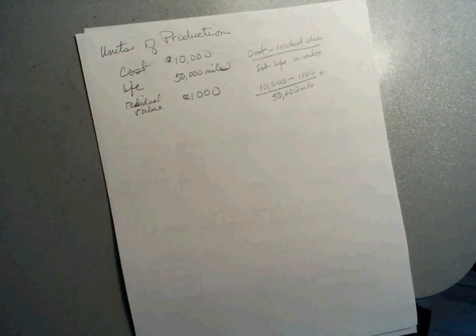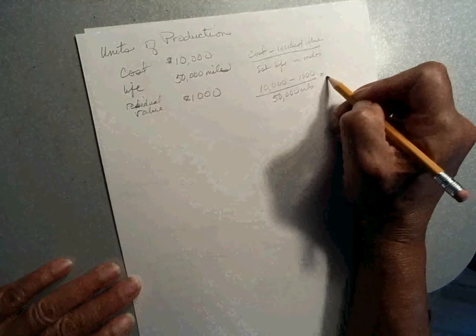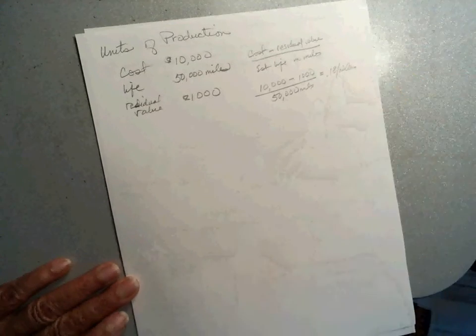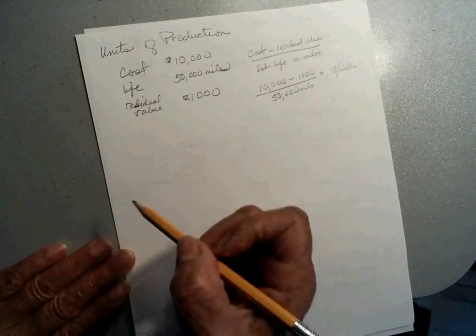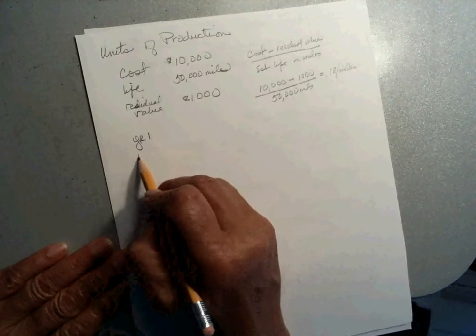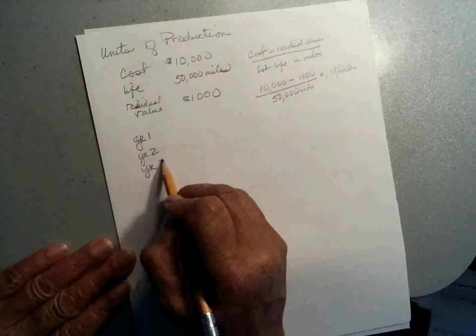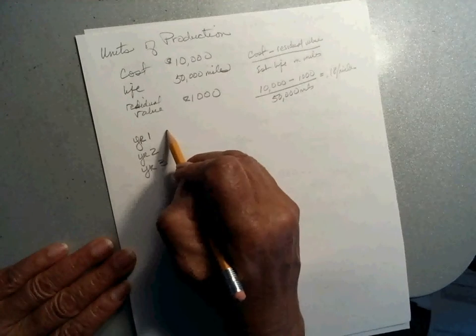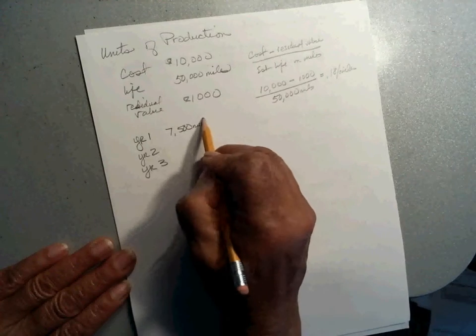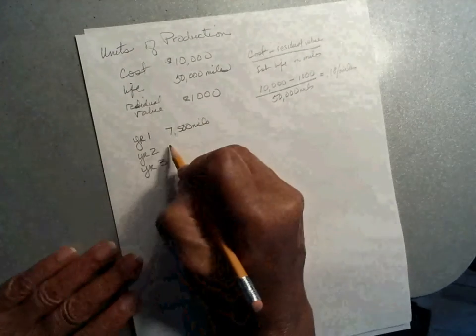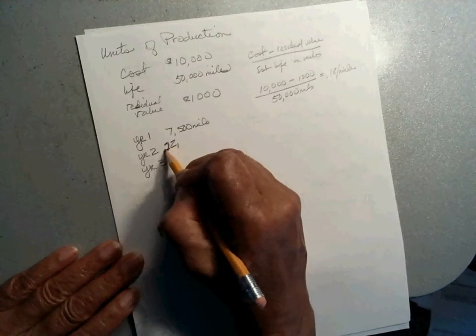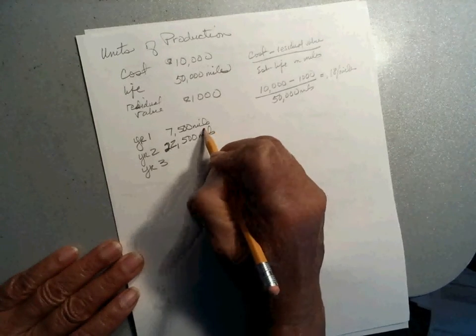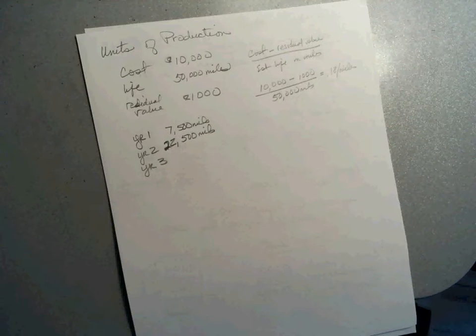So our cost is going to be 18 cents per mile. Now we know that it's a 3-year asset, so I'm going to tell you how many miles the car drove each year. So in year 1, let's say the car drove 7,500 miles. In year 2, the car drove 22,500 miles. And then for the last one, the car drove 20,000 miles.